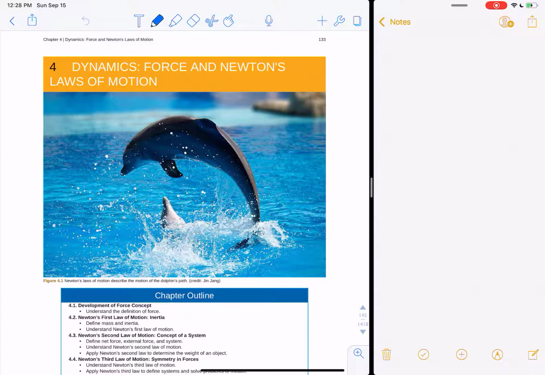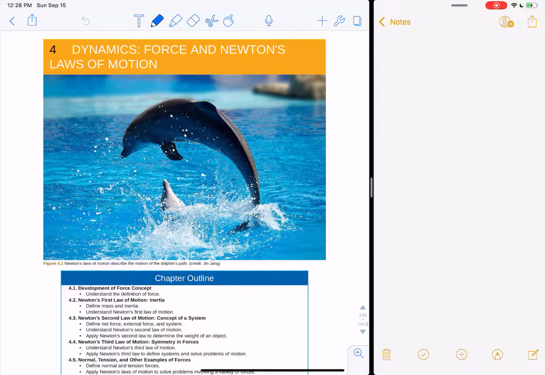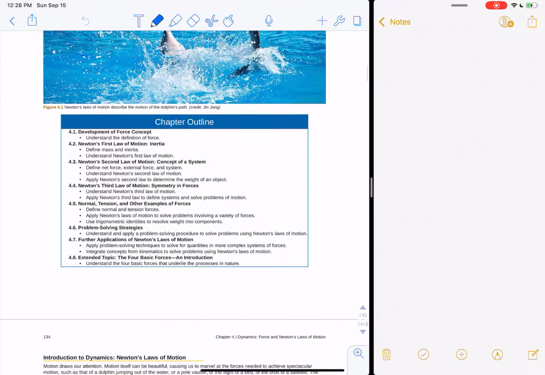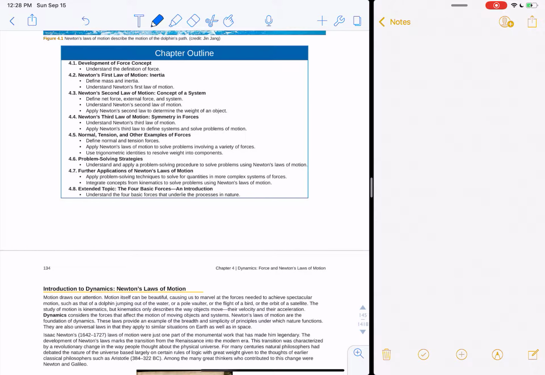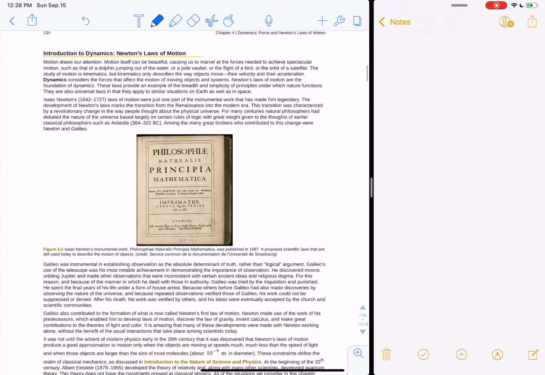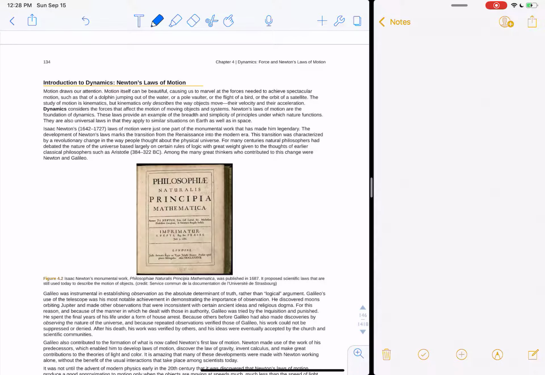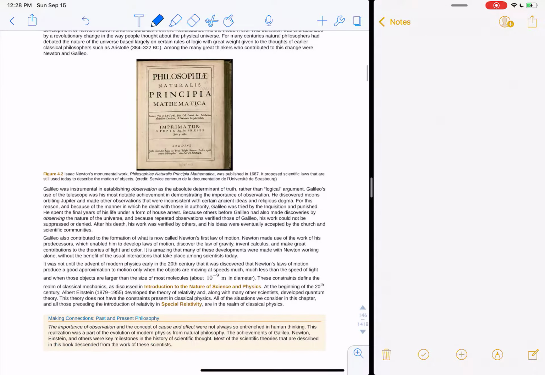All right, let's talk about chapter 4 here, dynamics and Newton's laws. We're going to talk about what a force is, and then Newton's first law of motion, the second law of motion, and the third law of motion, and then go into some examples of applying these three laws together.